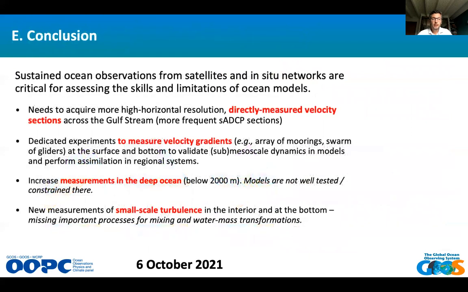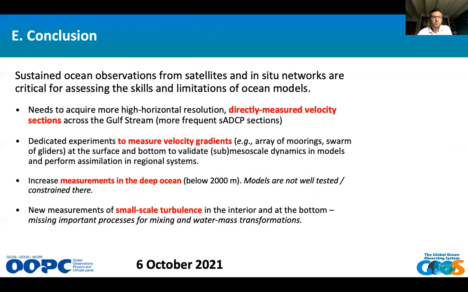So in conclusion, I will just stress again the importance of ocean observing networks for improving ocean circulation models. These sustained observations from the satellites and the in situ networks are really critical to routinely assess the skills and limitations of the circulation models over time scales ranging from hours to decades.